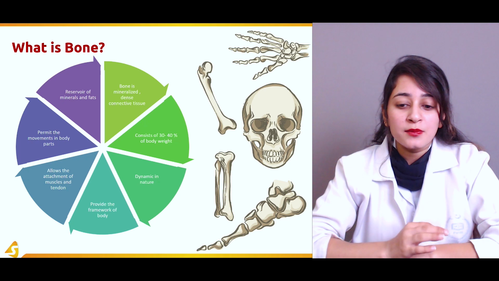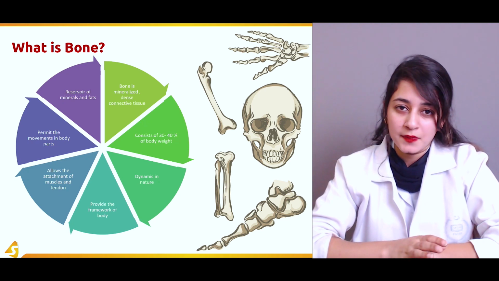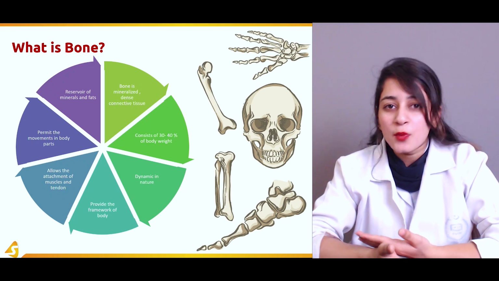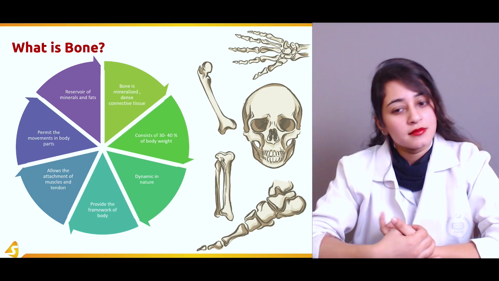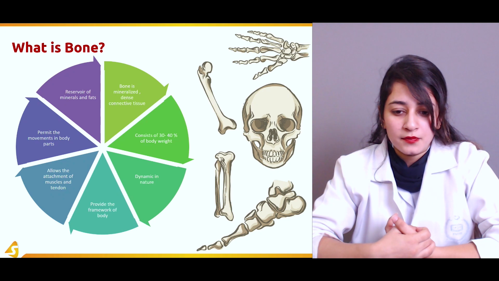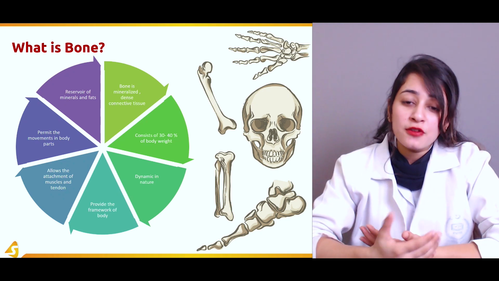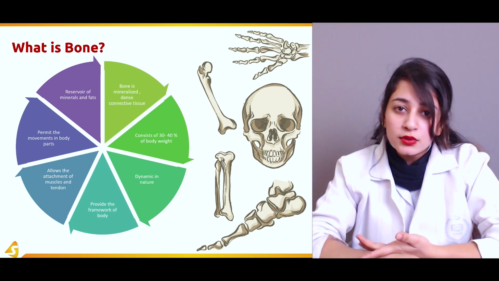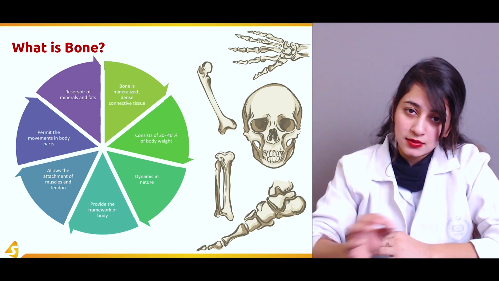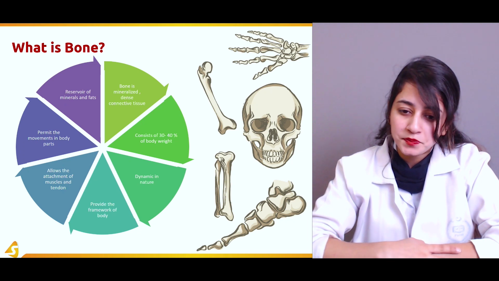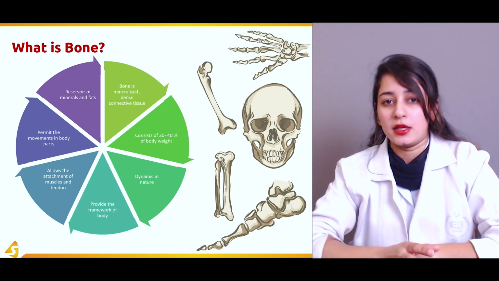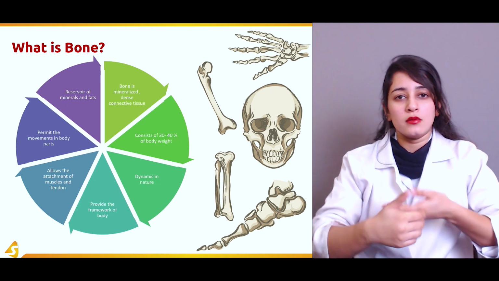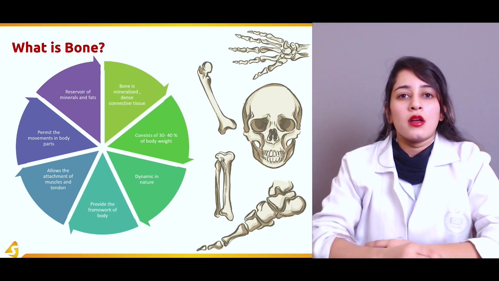Then it provides the framework of the body. Bones form the framework of the body. It gives you support. It provides the shape of your body. We've discussed it before. Now, it allows the attachment of muscles and tendons. On the bones, muscles are attached, and then the tendons of those muscles are also attached on the bone. It permits movement in body parts. So we can move. If we can move, we can mobilize ourselves. We can look up, down, and we can walk.